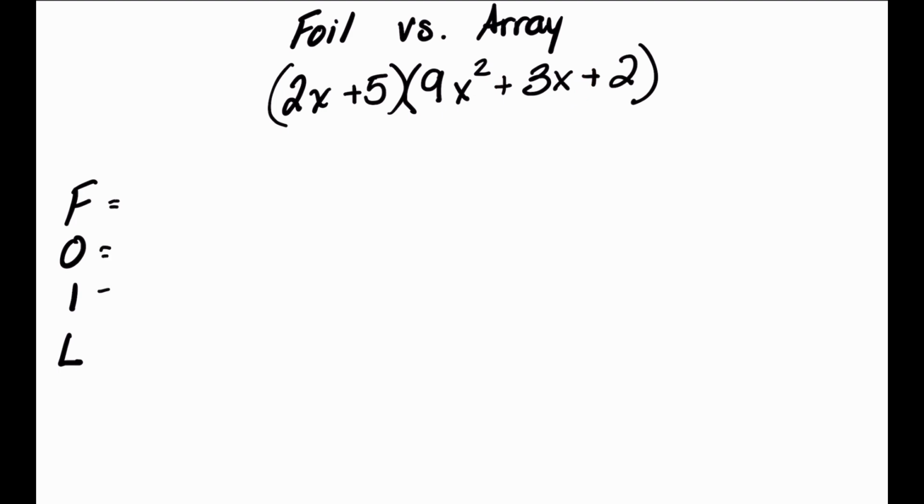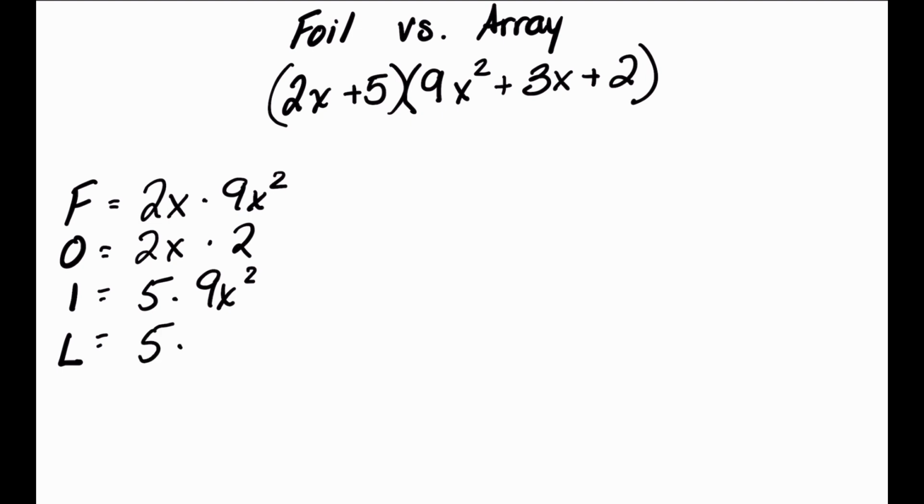So just take a look. Here I was doing 2x times 9x squared. My outers will be 2x times 2. My inners, 5 times 9x squared. And my last number is 5 times 2. But I'm missing the 3. 3x isn't getting multiplied by anything. So FOIL doesn't really work as a structure when you have anything other than a binomial times a binomial. FOIL only works when you have two terms in the first expression and two terms in the other one you're multiplying. But array will work.